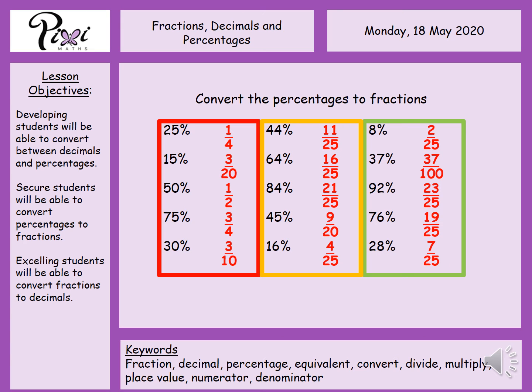Okay, so here's the answers. So all of these you've just written. So 25%, this first one, you'd write as 25 over 100, and then you simplify it out. And it's the same method for all of you: write it as whatever the percentage is over 100, and then see if you can simplify.